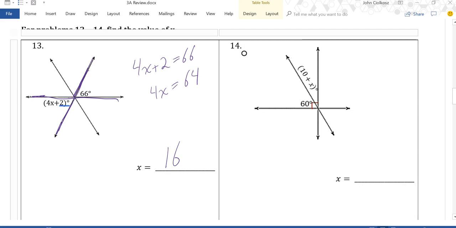Over here we see that nice right angle mark, so we know we have complementary angles. Complementary angles add up to 90, so I can do 10 plus x plus 60 is equal to 90. Combining like terms, we get x plus 70. Subtracting 70 from both sides gives me x is equal to 20.